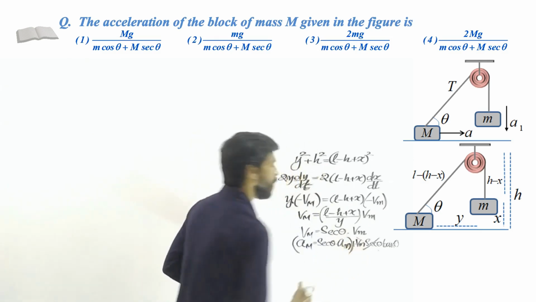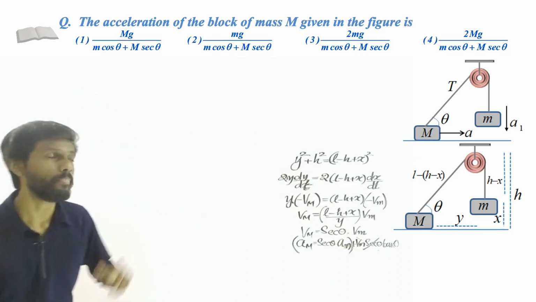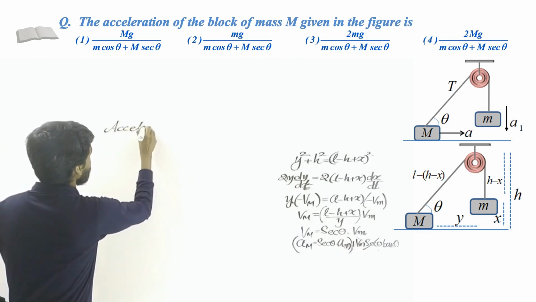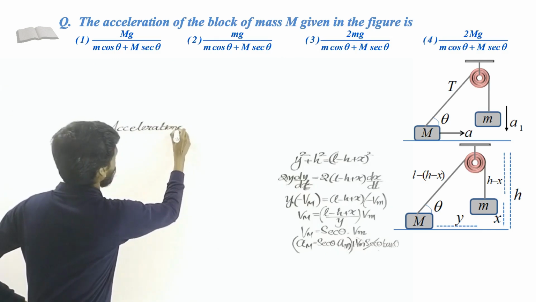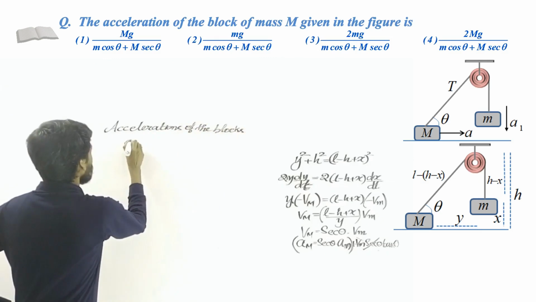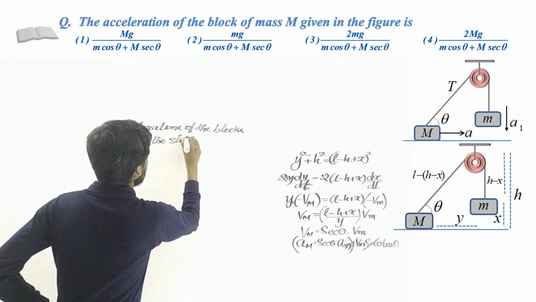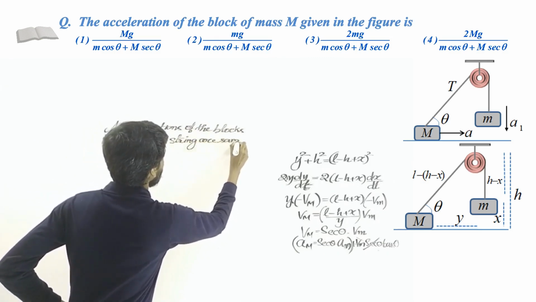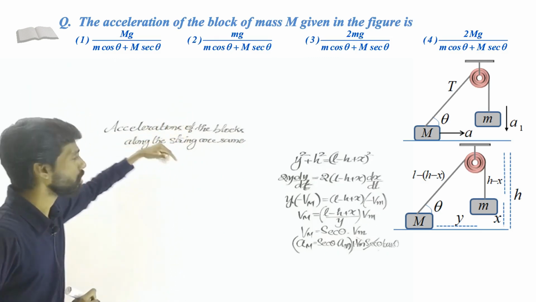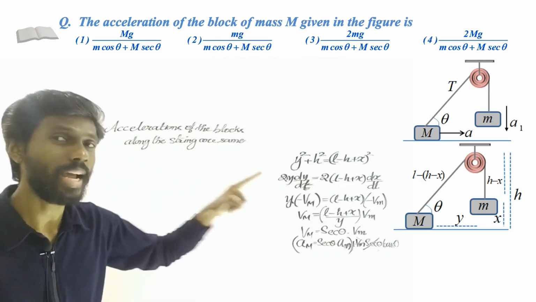Okay, yes. Now we will not do all these steps, we will directly write. So we will use this method instead. Mostly we use this method only. The accelerations of the blocks along the string are the same, or we can say the relative acceleration of both the blocks along the string is 0. The components of the acceleration of this block and that block are not the same.